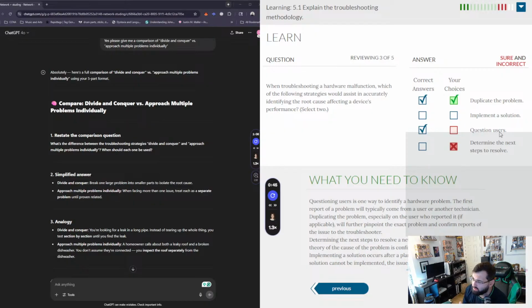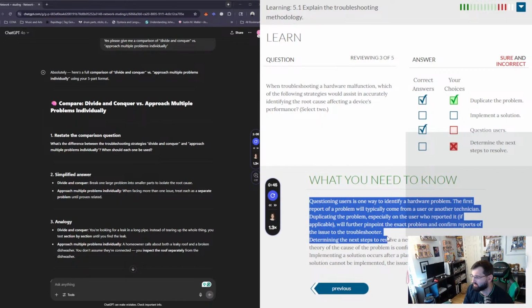Question. It seems so simple now. It seems so simple. Of course, I'm going to duplicate the problem, and I'm going to question the user. Determine the next steps to... Like, why did I click that? I feel like that's very obvious.